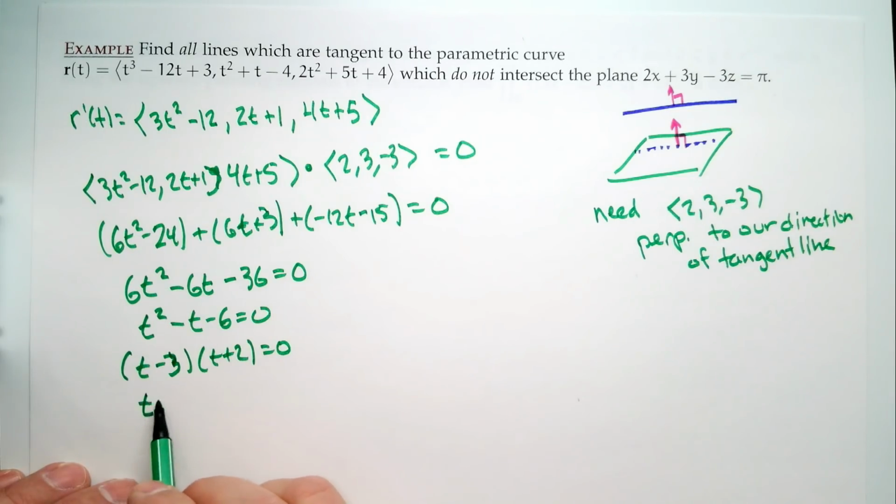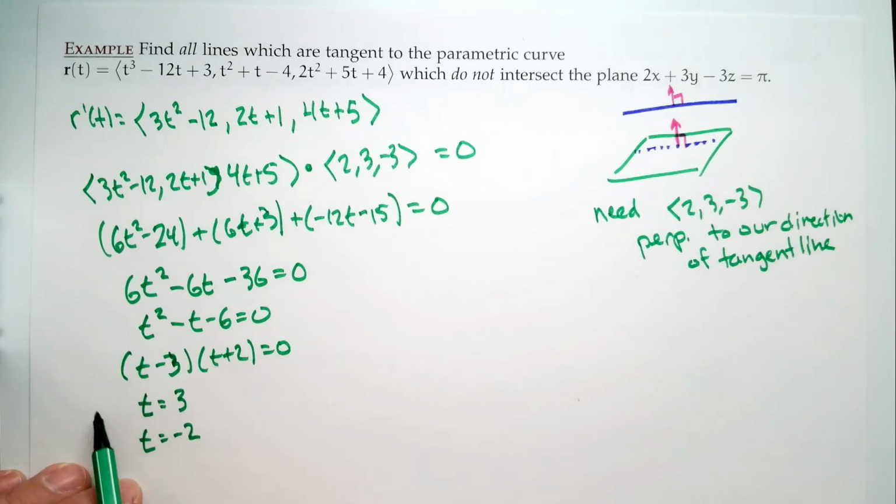Well, it tells us that the tangent lines at time 3 and negative 2 are the ones that will not hit. So there are 2 times when the tangent line to our curve is going to miss the plane. All right. Well, are we done? The answer is no, because we weren't asked to find the time. We were asked to find the lines. So if we're going to find the lines, our answer had better be lines.